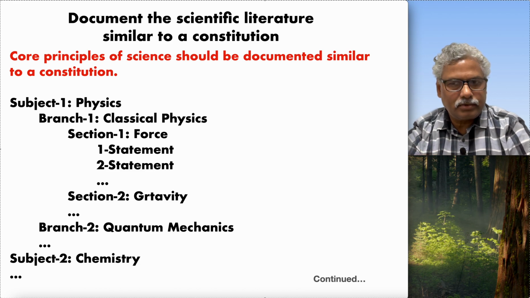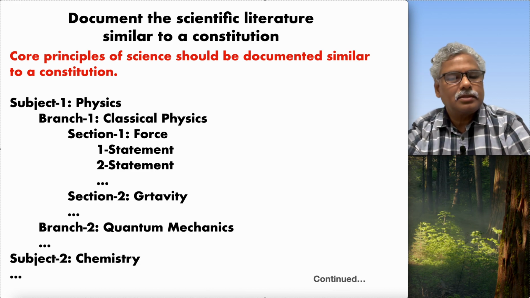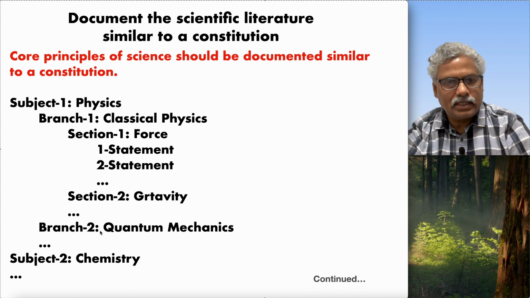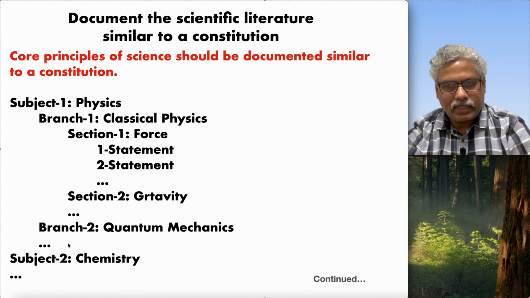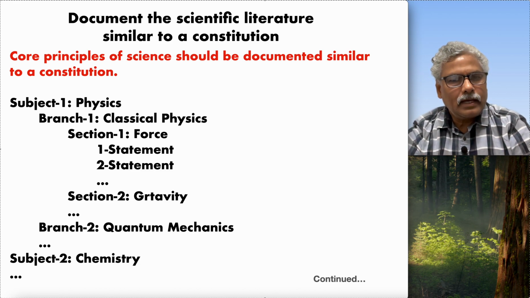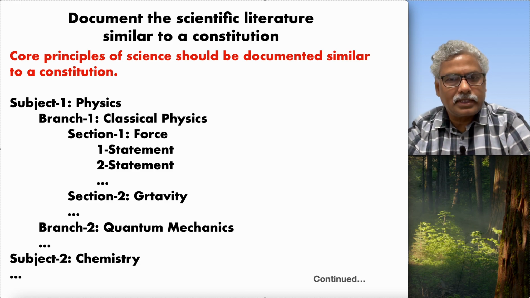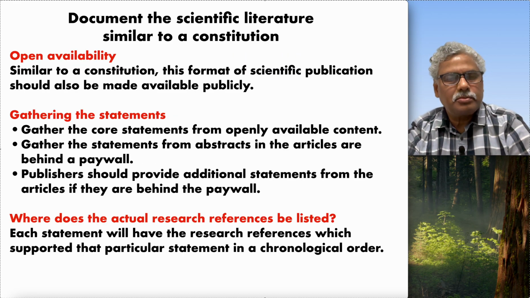describe the force, which will be written under that section. Similarly, we have a separate section for gravity, and so on. And within physics there is another branch, which we can name quantum mechanics, and other branches like that. This is how the entire set of scientific core principles needs to be documented. That's the proposal I am making.